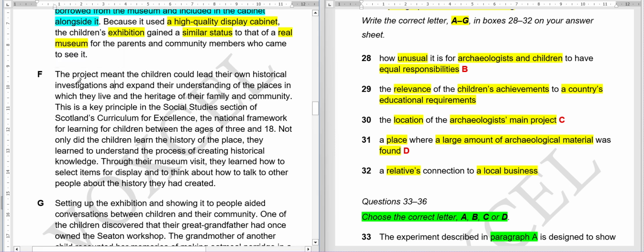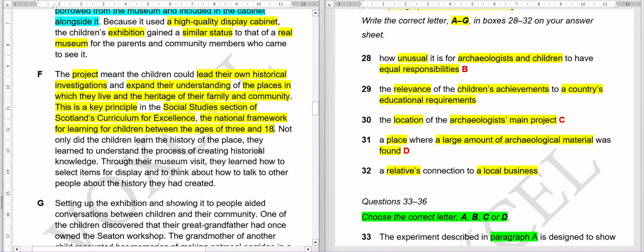So they're saying that whatever project they were a part of, they could lead their own historical investigation and expand their understanding. So they can broaden their horizon of the places in which they live and the heritage of their family and community. The key principle in the social studies section of Scotland's Curriculum for Excellence, the national framework for learning for children between the ages of 3 and 18. So this is a key principle in this section of the curriculum, and it is the national framework for learning, and the ages of children are between 3 and 18.